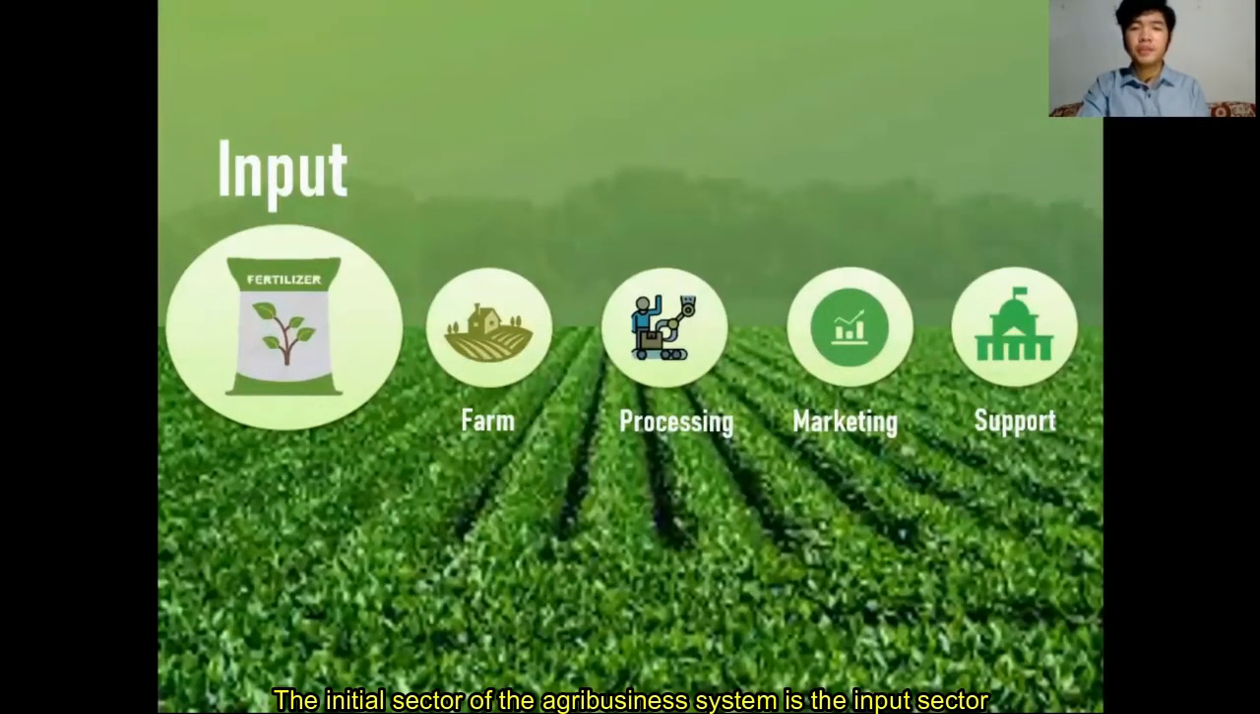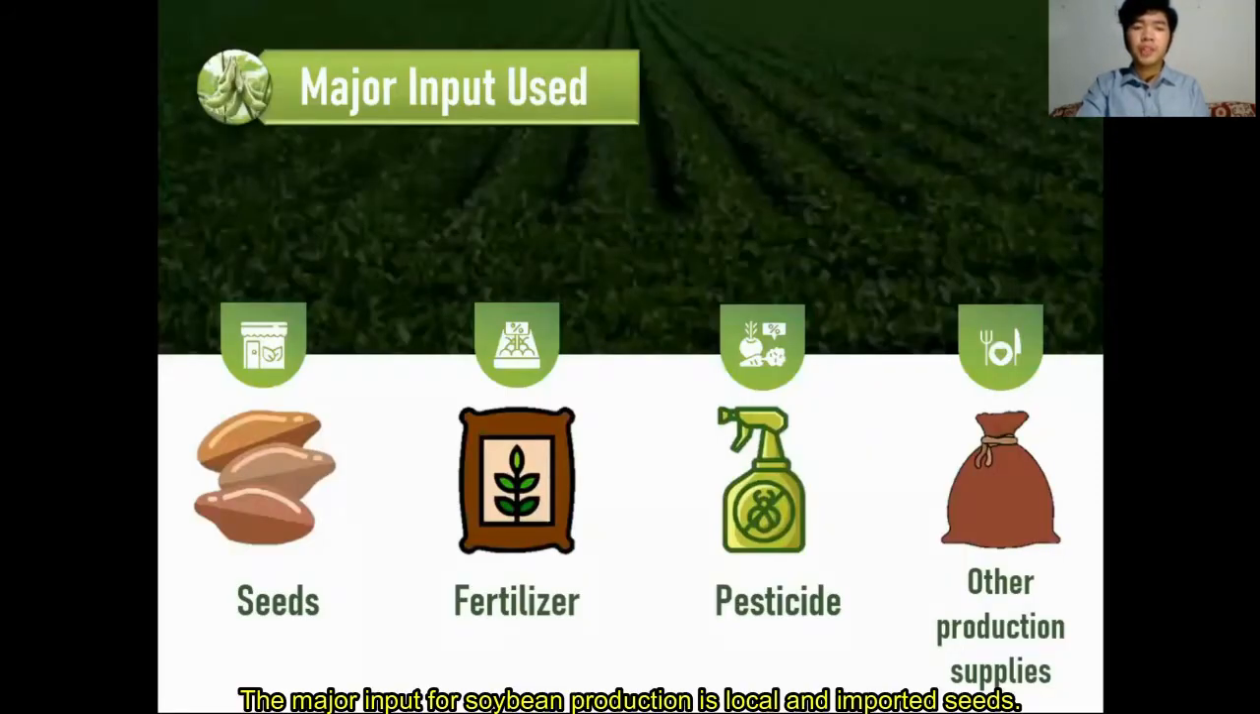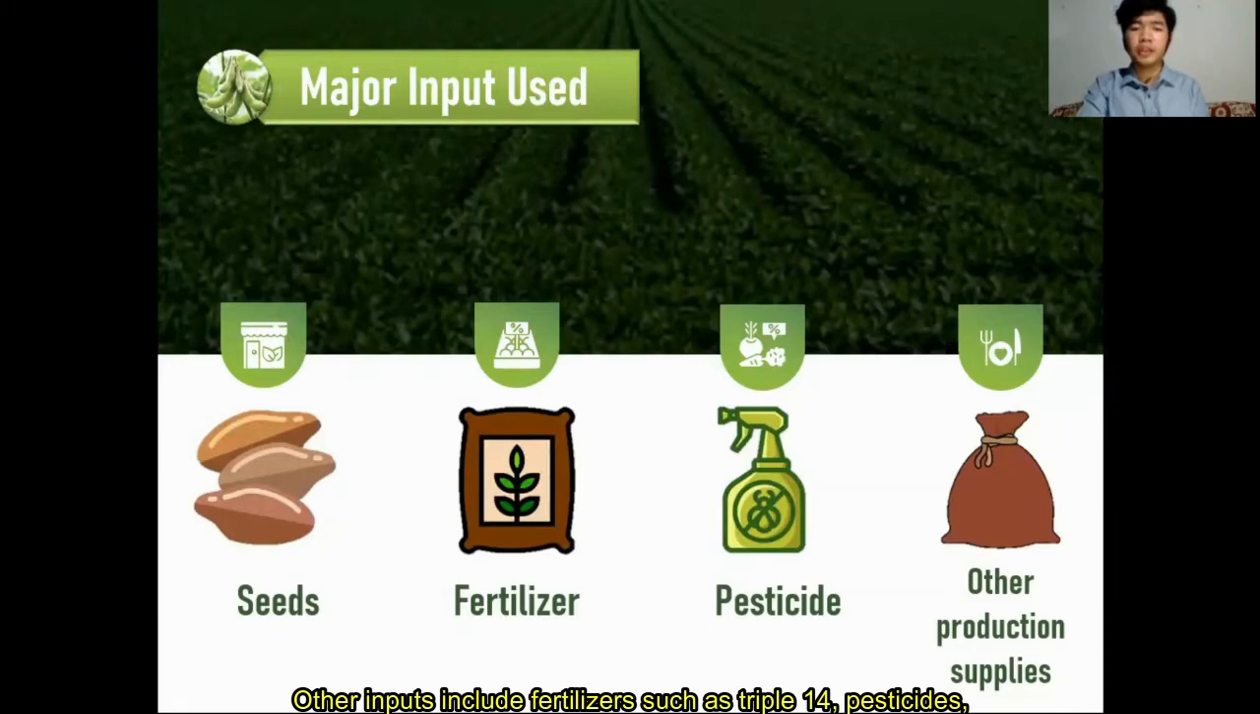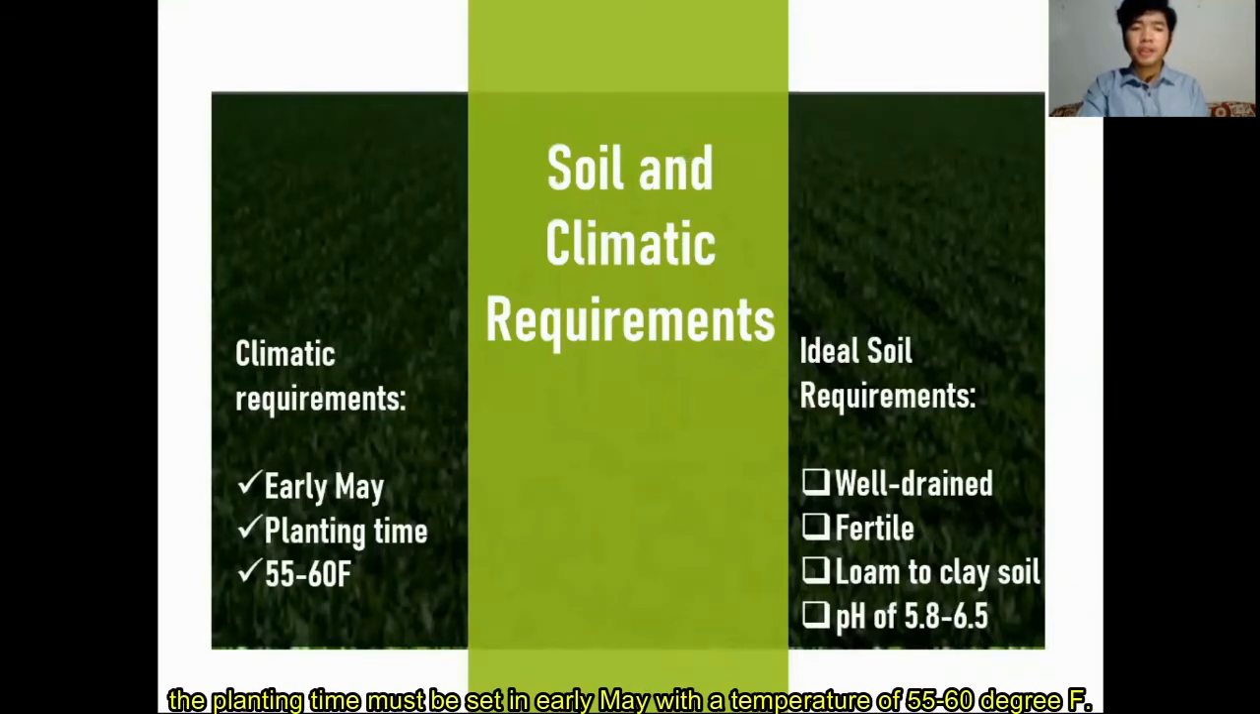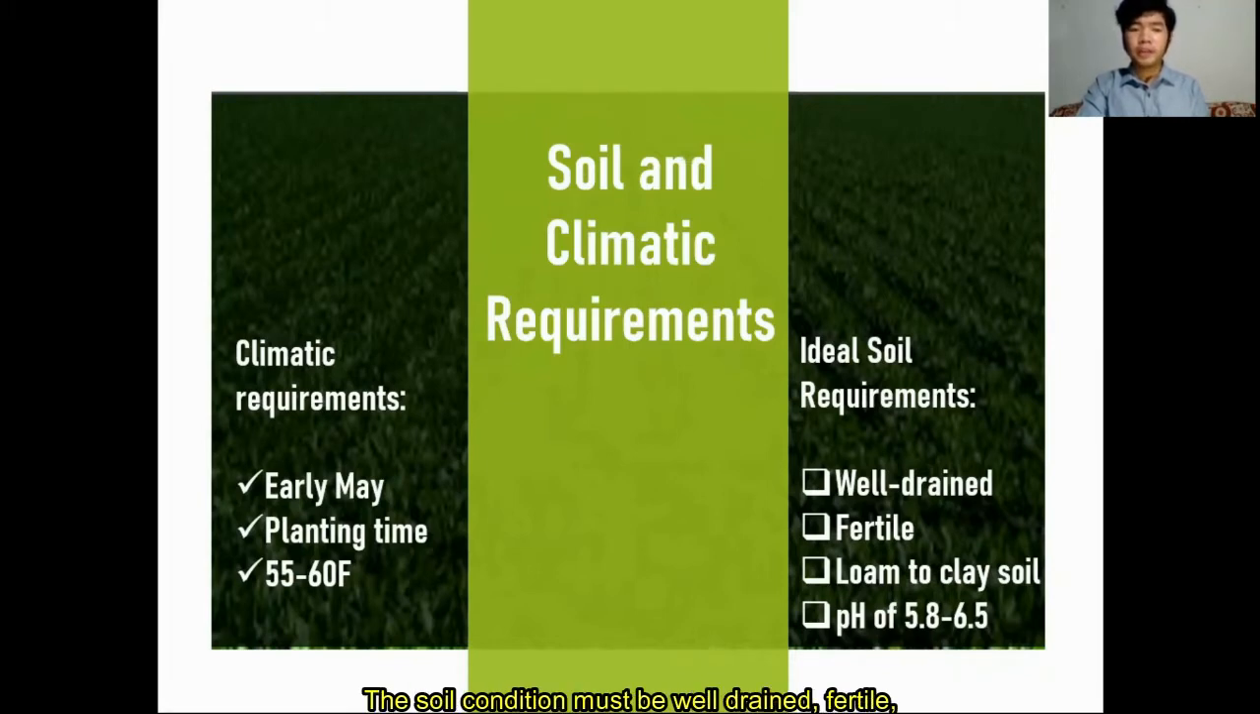The initial sector of the agribusiness system is the input sector, comprising the materials and practices needed for the viability of soybean farms. The major input for soybean production is the local and imported seeds. Other inputs include fertilizers such as 3-14, pesticides and other production supplies. To ensure the success of seed germination, the planting time must be set in early May with a temperature of 55 to 60 degrees Fahrenheit. The soil must be well-drained, fertile, loam to clay soil, and the pH level must be 5.8 to 6.5.